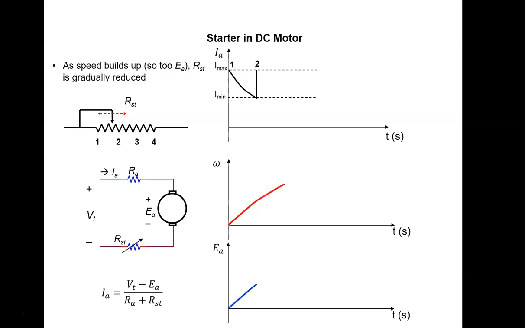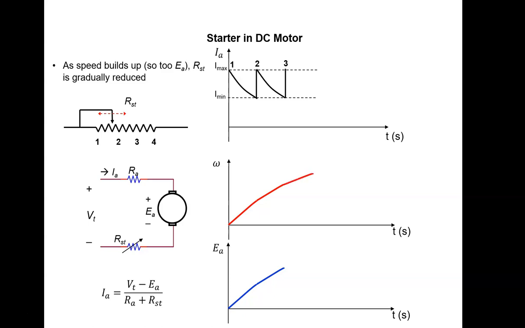The speed will further increase, so too is the back EMF EA, and according to the armature current equation, the current will reduce as EA increases. When the current reaches the minimum value Imin, we change the position of the wiper to 3, and the current increases to a value Imax again, which means that the value of RST when the wiper is at position 3 is calculated such that the armature current gives the maximum value Imax.